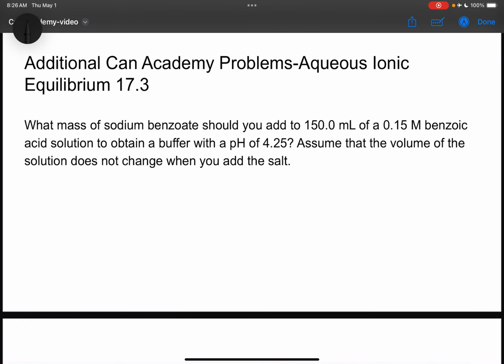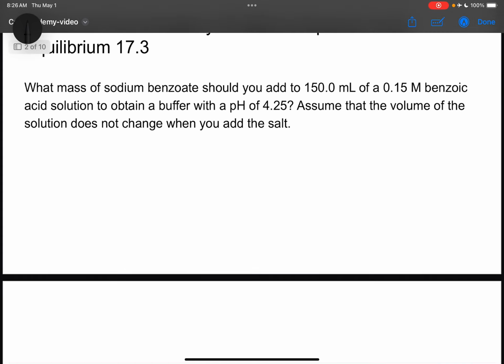What mass of sodium benzoate should we add to 150 milliliter of 0.15 molar benzoic acid solution to obtain a buffer with a pH of 4.25, assuming that the volume of the solution does not change when you add the salt? Let's write down the values that we are given in this problem.